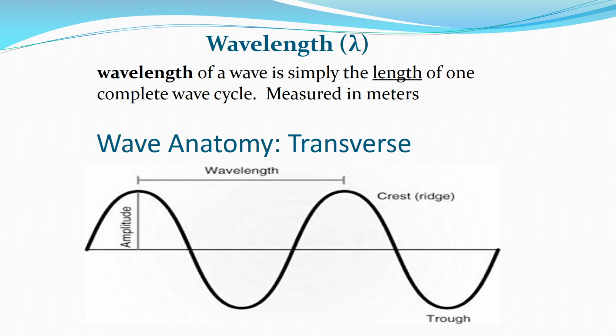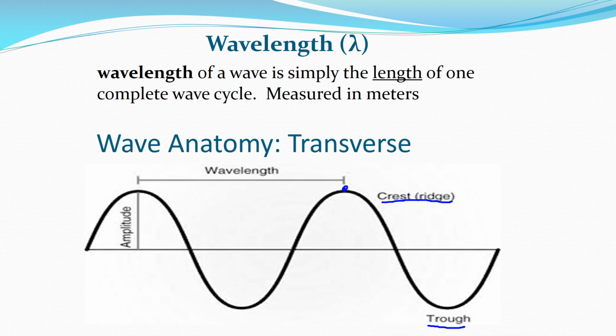No matter what kind of wave we're looking at, whether it's a transverse wave or a longitudinal wave, wavelength is always measured for one cycle. Usually it's easiest to measure from crest to crest or trough to trough. The crest is the very top part of the wave. The trough is the very low part of the wave.